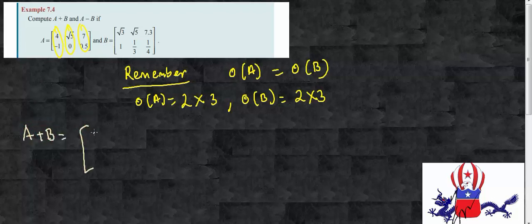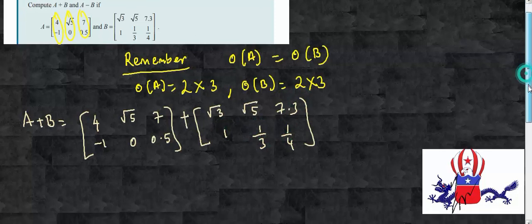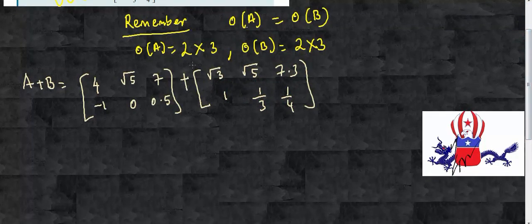Write the elements of matrix A first. 4, root 5, 7, negative 1, 0 and 0.5, followed by the operation in between, which is addition, and then the matrix B, which is root 3, root 5, 7.3, 1, 1 over 3 and 1 over 4. Now, whenever you are adding, the best way to add elements is to do it individually. In other words, do it meticulously.